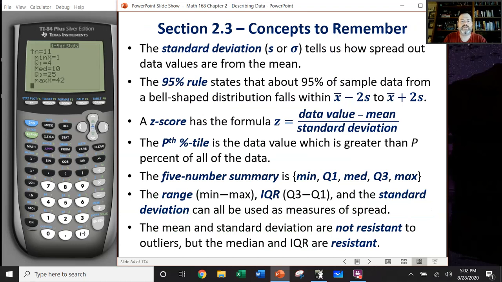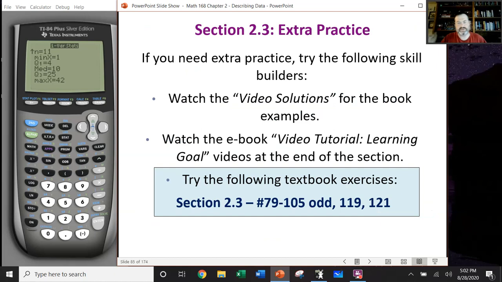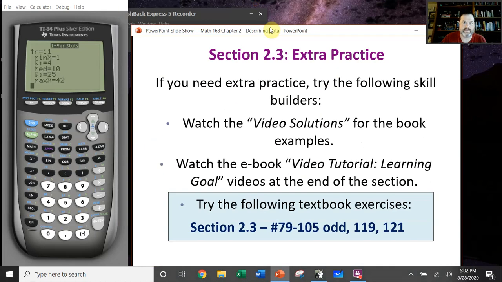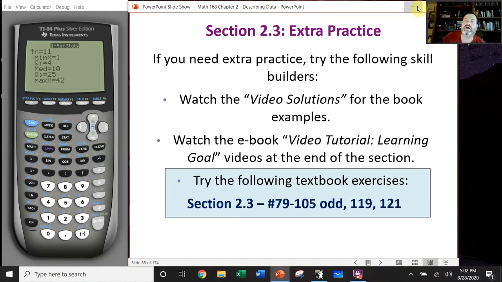All right, well, that's the end of this section. There's your summary stuff. And if you need extra practice, there you go. All right, let's see how long this video is. All right, we're at 49 minutes. I'm going to stop. I will show you guys StatKey in the next video.